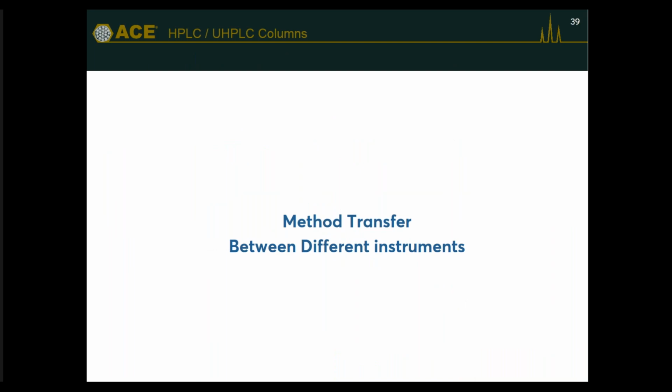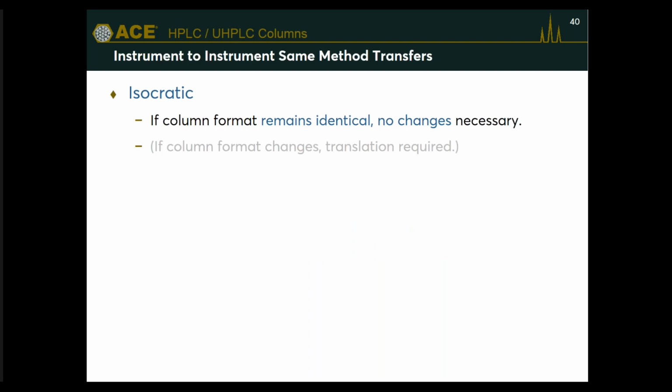So what about transferring methods between different instruments? What does that look like? What are the challenges there? Now, if you're transferring an isocratic method between different instruments, then of course your method is going to stay the same. So your column format, the length, the ID, the particle size is not changing. So generally, no changes to the instrument are necessary.